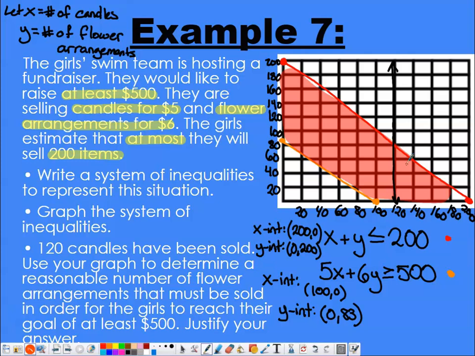So I'm going to go ahead and select a random point. It has to be along the 120. I'm going to pick a point right here. How many flower arrangements is that? That's 40. So the number of flower arrangements is 40. Let me go ahead and write that down. So 40 flower arrangements were sold. And again, we could have picked multiple answers here. It just depends on what point you're selecting on this line.